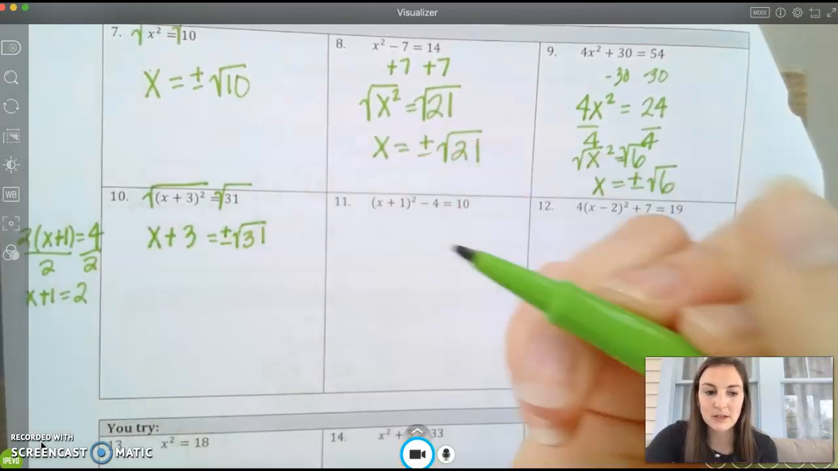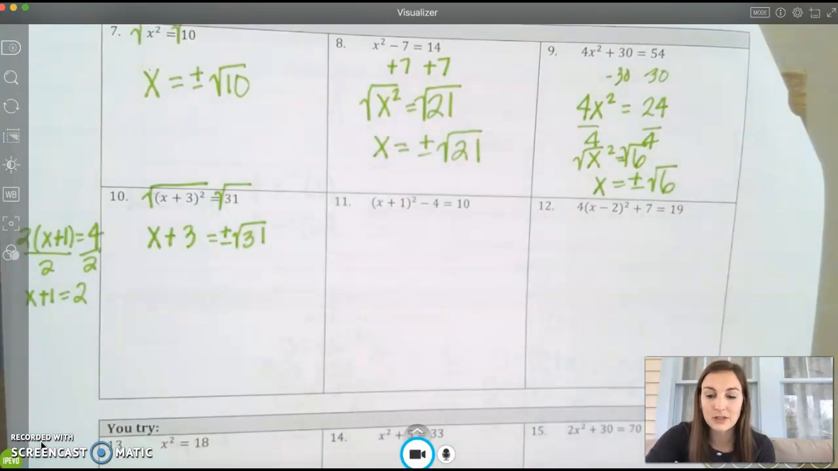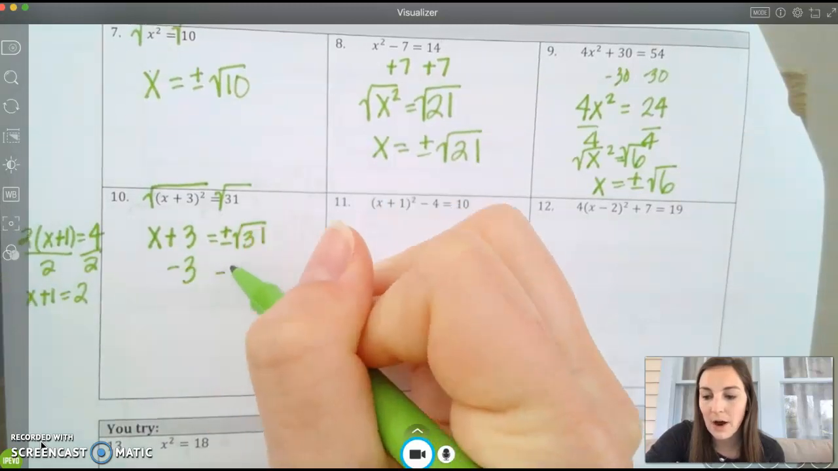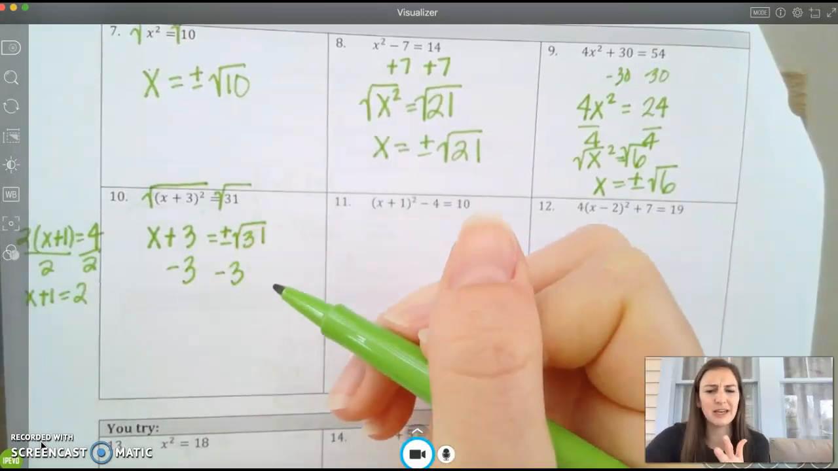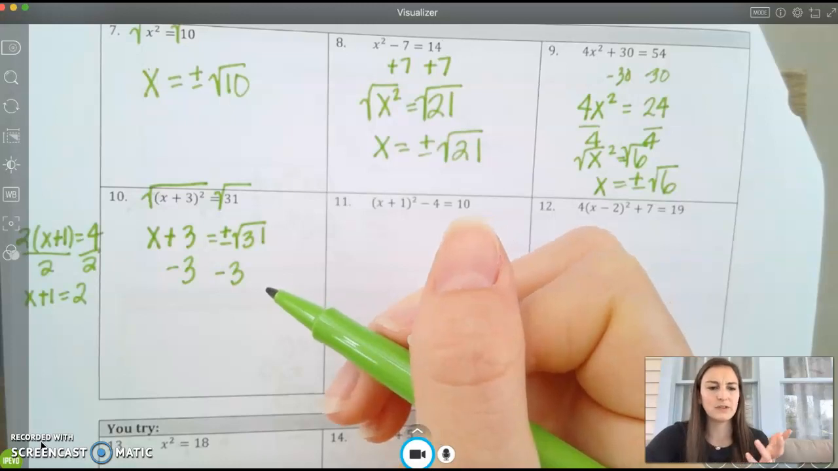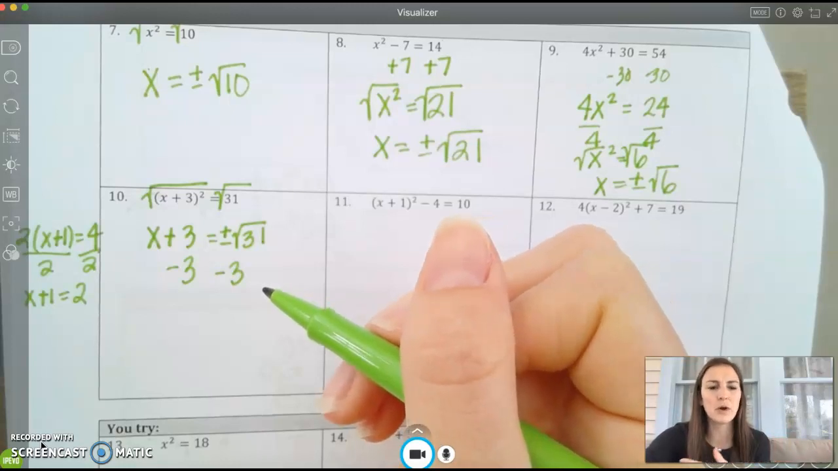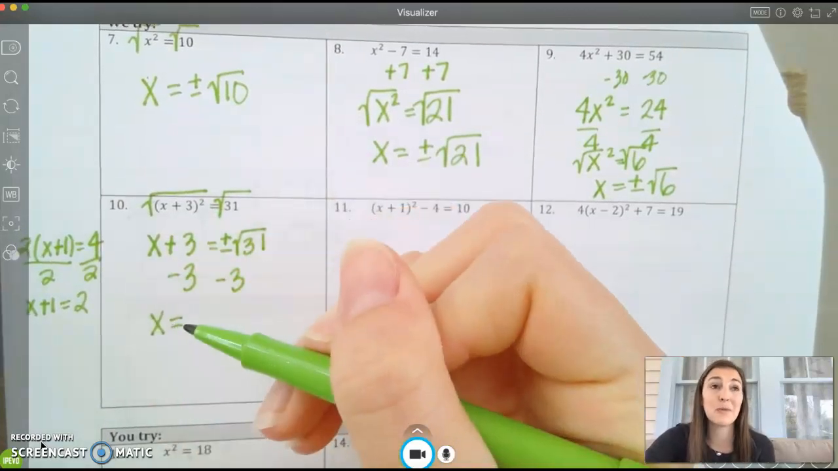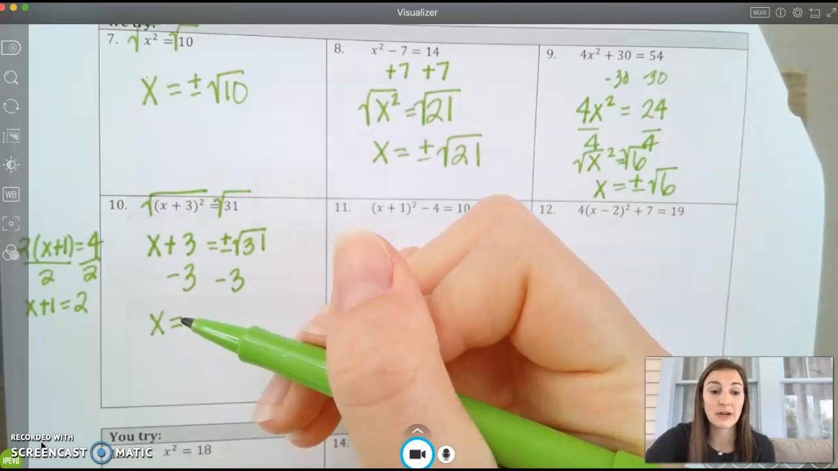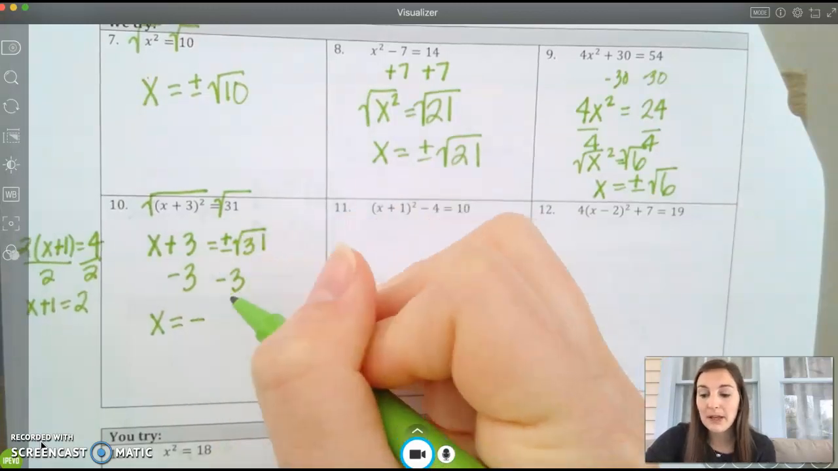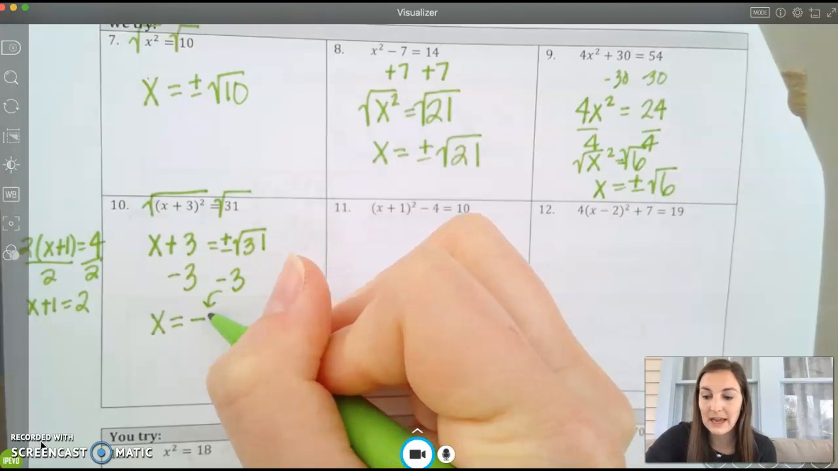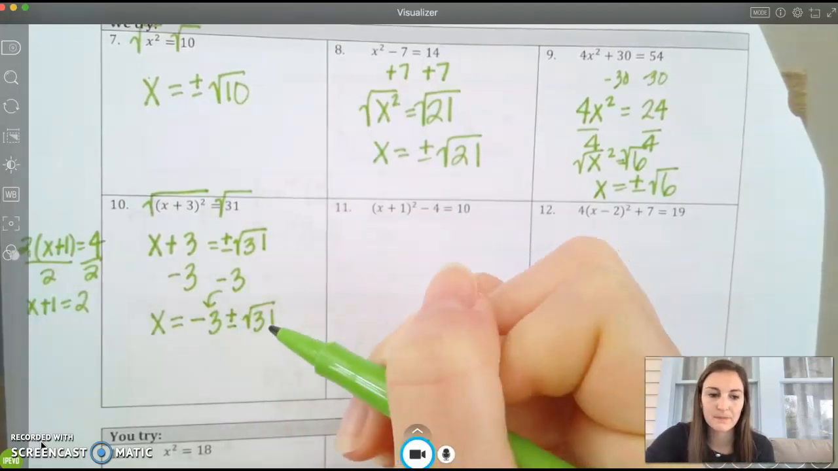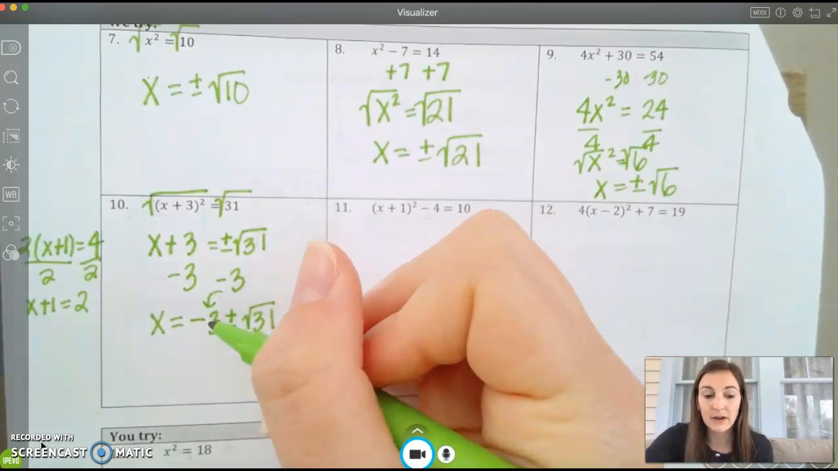And we have to remember that plus or minus there. 31's a prime number. Nothing goes into it. And now I need to subtract 3 on both sides. So now we're looking at plus or minus the square root of 31 minus 3. How do we format? Well, it's just like when we have something like x minus 2. We would just write it as x minus 2. So I'm going to put this term in front. I'm going to say negative 3 plus or minus the square root of 31. So again, I just put that right in front.